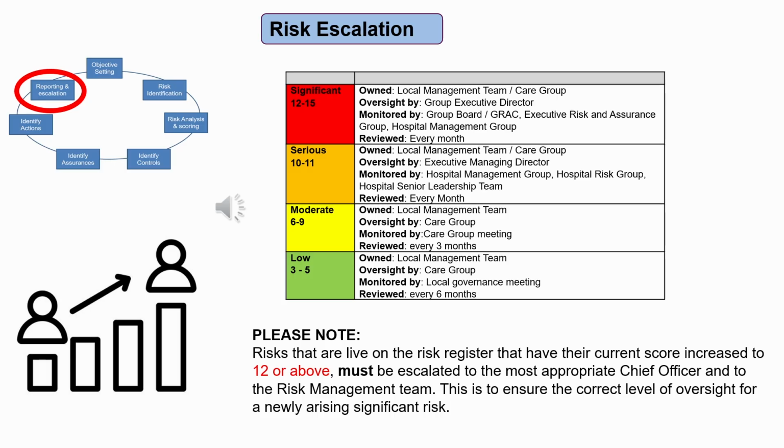Please note, risks that are live on the risk register that have their current score increased to 12 or above must be escalated to the most appropriate chief officer and to the risk management team.